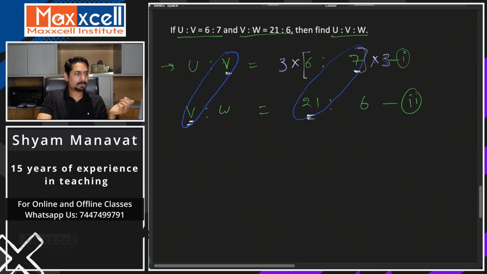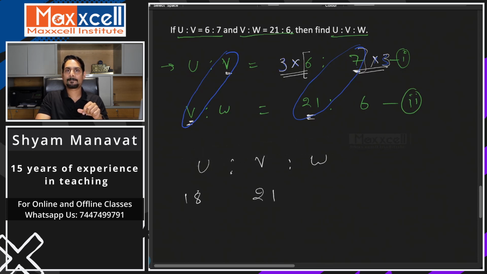All right. So now, combining this, if I want to write U, V and W, pay attention to the words. With equation number 1, if U is 3 sixes are 18, then V equals what? 7 threes are 21. Now the second equation: if V equals 21, then W equals 6. So you have the ratio of U, V and W.